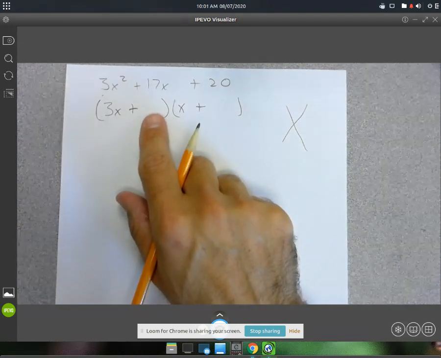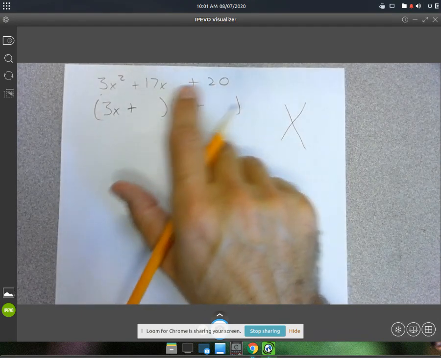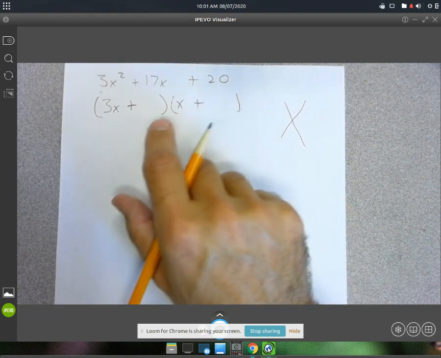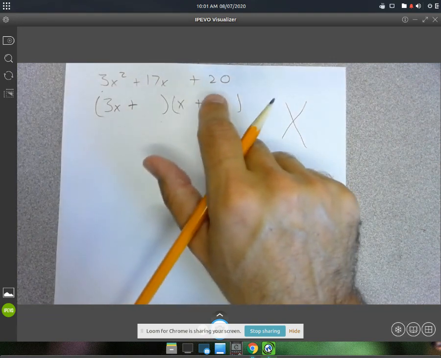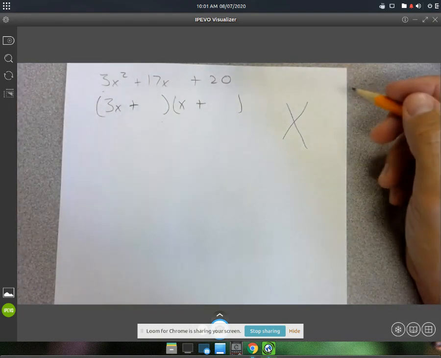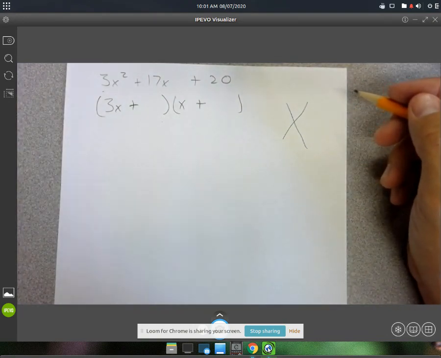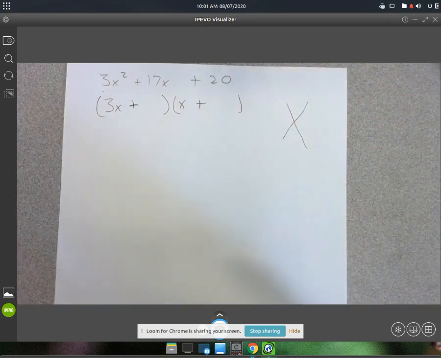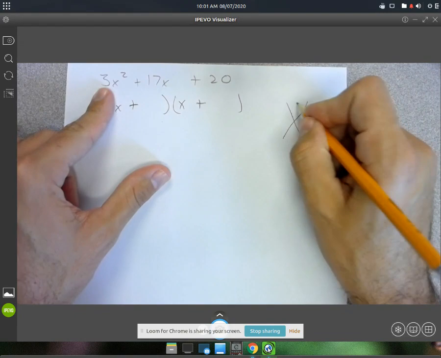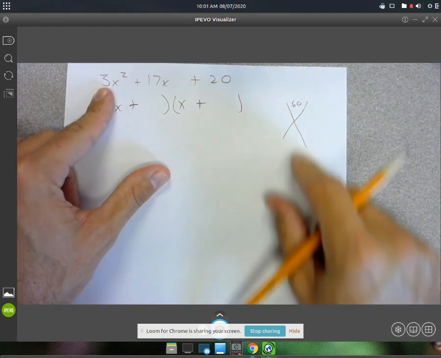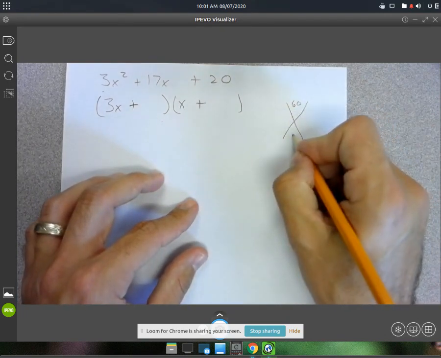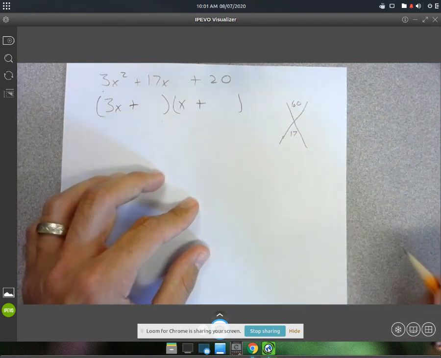This could be a 1 and a 2, or a 2 and a 1, or 1 and a 20, or a 20 and a 1, or it could be a 2 and a 10, or a 10 and a 2. This X method gives us a kind of a faster way of doing these problems. So we're going to multiply 3 times 20. All right, that is positive 60. And we need to find the factors of 60 that add up to give us positive 17.